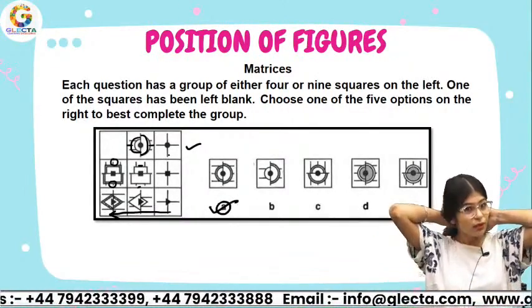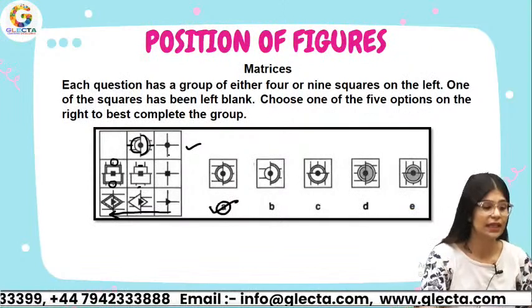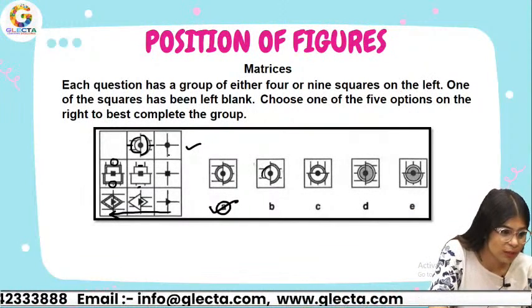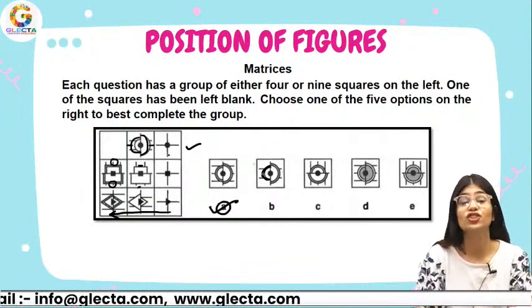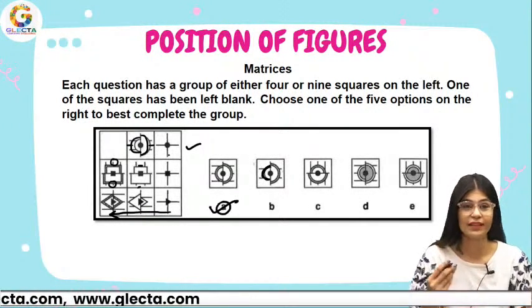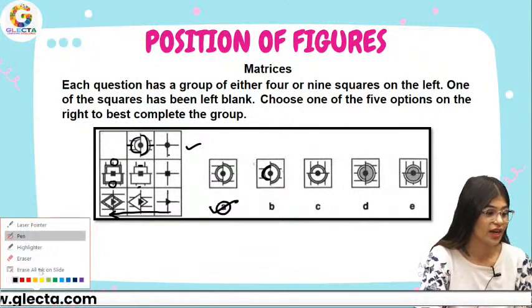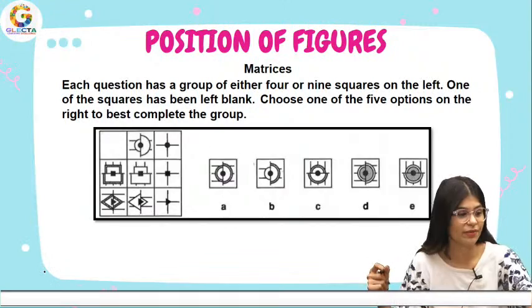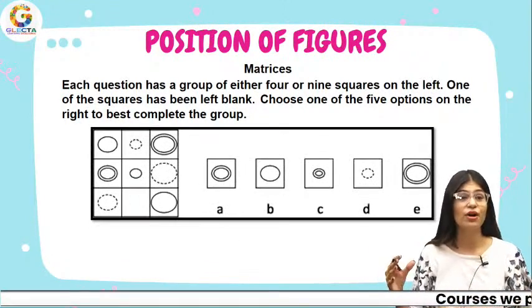Don't confuse it with B. B is incomplete. It does not have the extra double lining here, which it should have. Now that was easy, right? Let's try to do another one. Quickly, everyone. There you go.